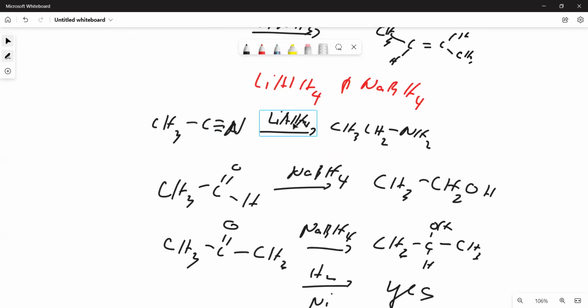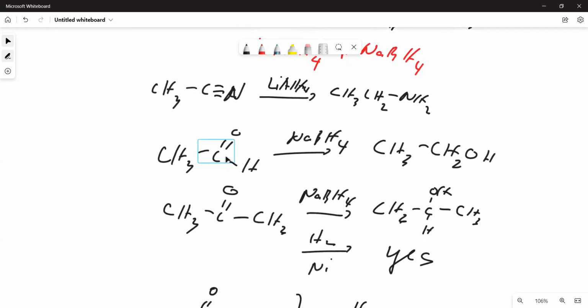So if, for example, you use lithium aluminum hydride, all these pi bonds will disappear and you will end up with amine, ethylamine. Okay. Now, how about for aldehydes and ketones? Sodium borohydride, by the way, is a weaker reducing agent than lithium aluminum hydride. So sodium borohydride cannot reduce cyanide, only lithium aluminum hydride.